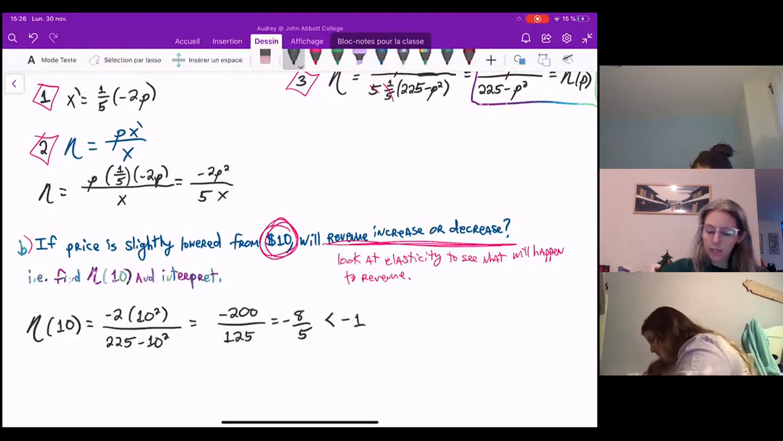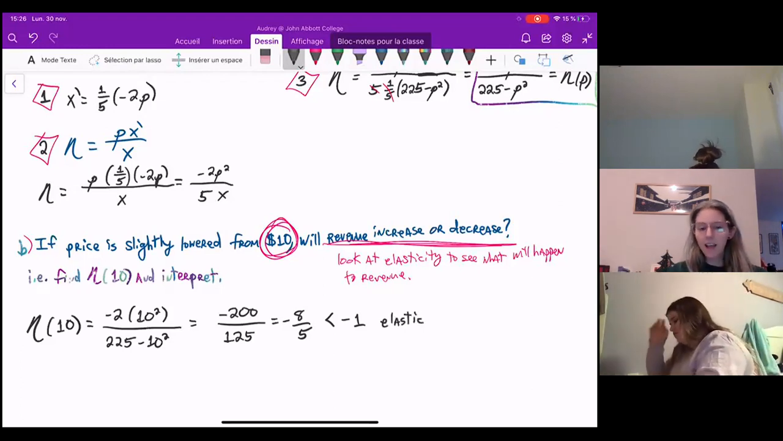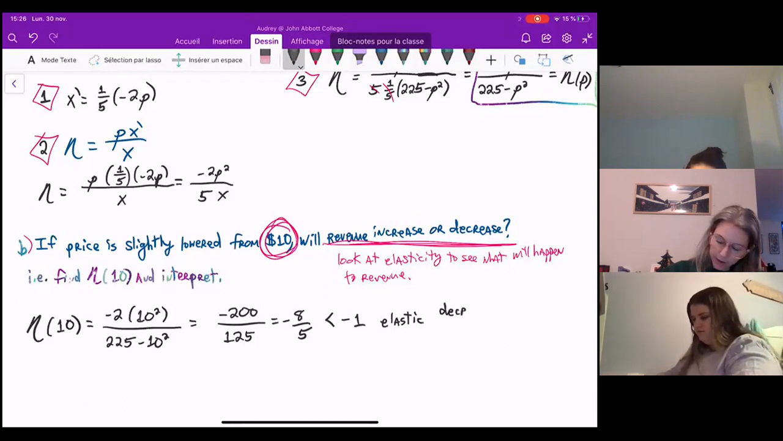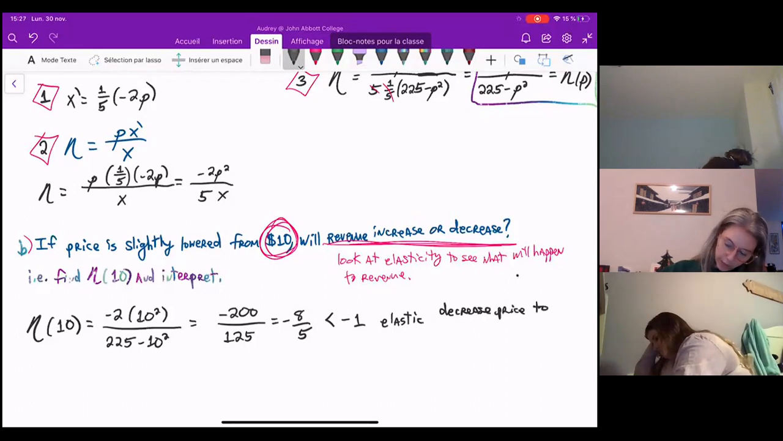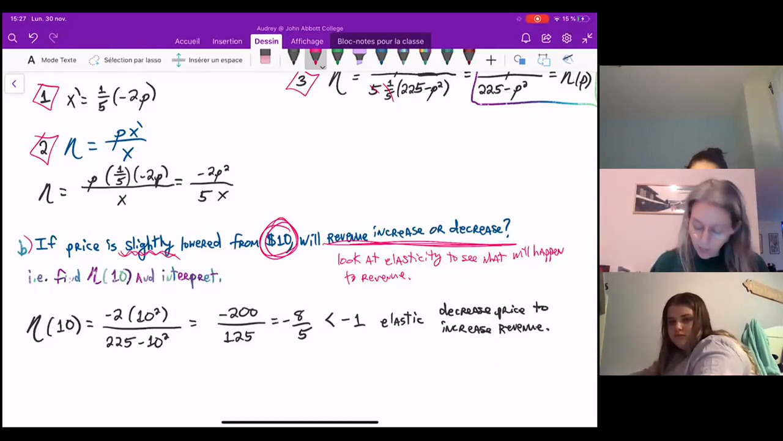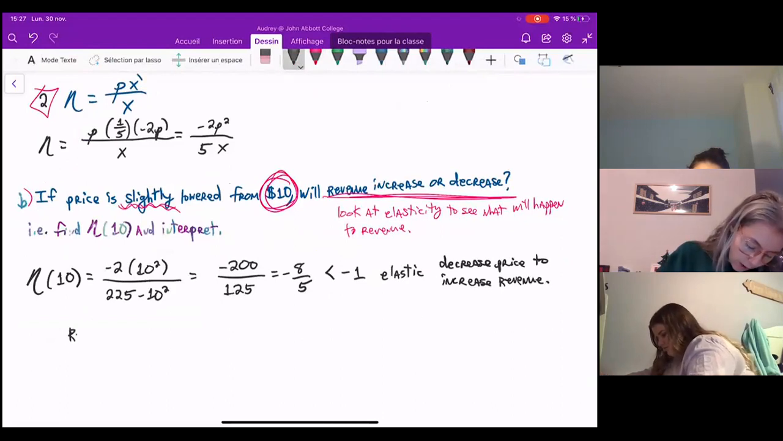And since it's less than negative 1, is this elastic or inelastic? This is elastic. So if it's elastic, what should I do to increase revenue? You got it. So we want to decrease price to increase revenue. Okay, so here I'm told that the price is slightly lowered. That slightly is important. We're slightly decreasing the price. So in the end, you guys were right in the beginning, revenue will indeed increase. We're lowering the price, so revenue will increase. So we can conclude here that revenue will increase.